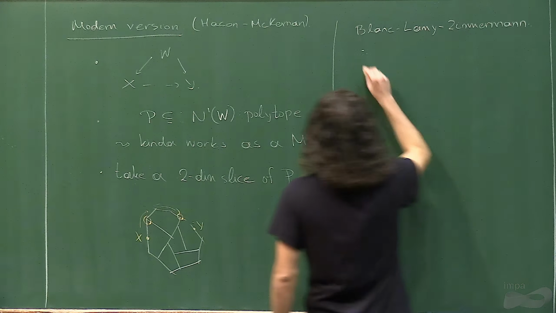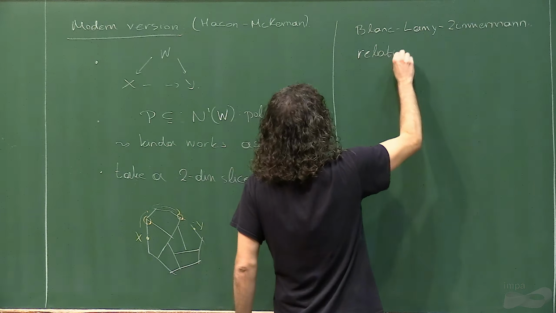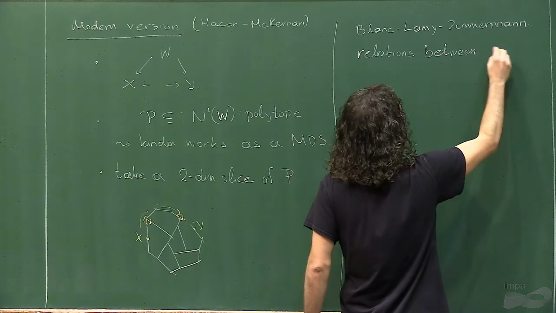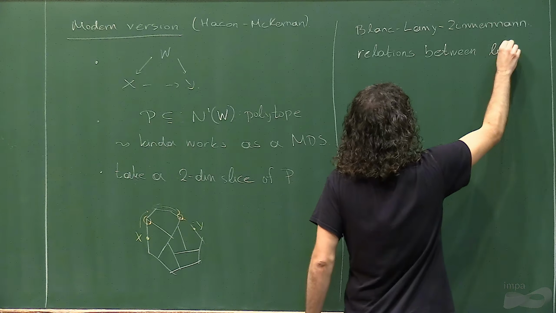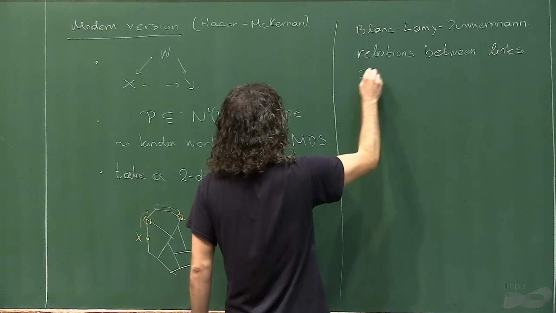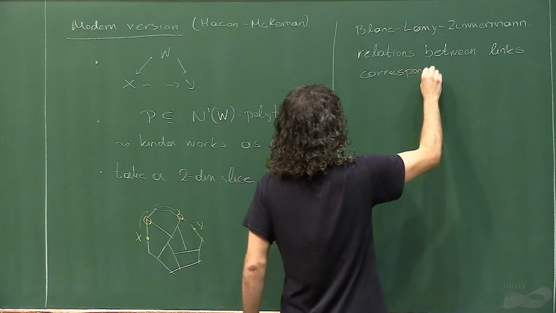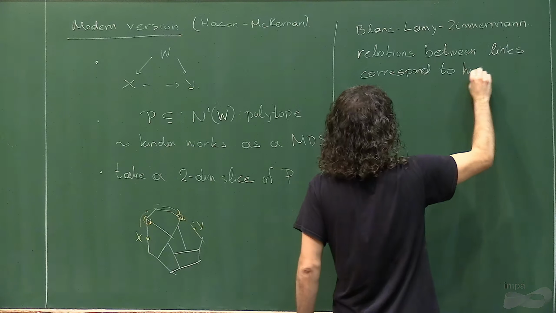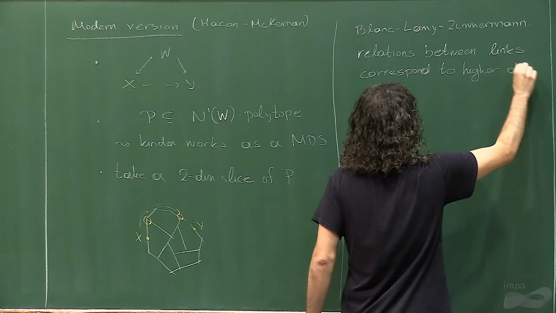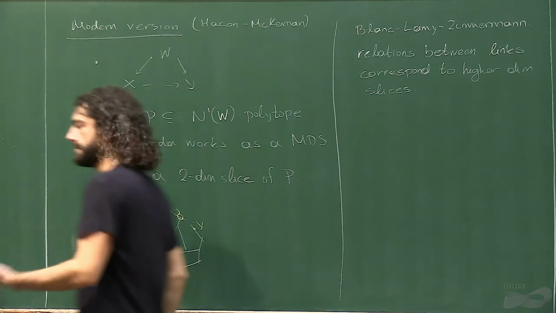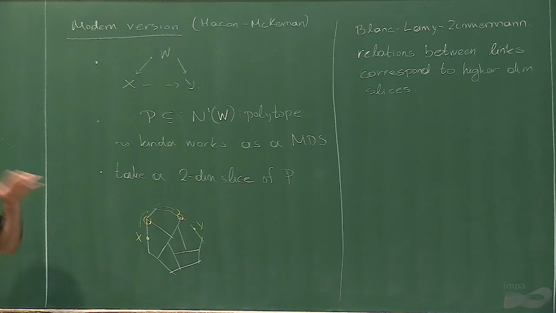So they said that relations between Sarkisov links correspond to higher dimensional slices. And they developed this theory of rank r fibrations. So the r is the dimension of the slice of the polytope that you take.